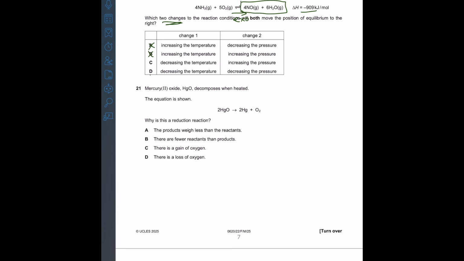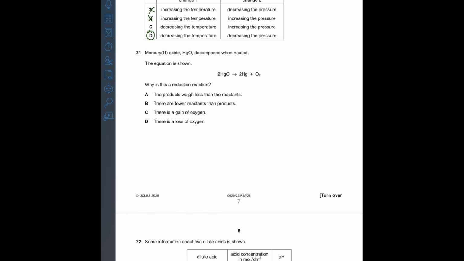Now for the pressure, if we look at both sides of the equation, the reactant side has 9 molecules, and the product side has 10. So when we increase pressure, the equilibrium moves to the side with fewer molecules, and when we decrease it, it moves to the side with more molecules. Here, in order to move to the right side, we have to decrease the pressure because the right side has more molecules. So the answer is D. We decrease the temperature and also decrease the pressure.